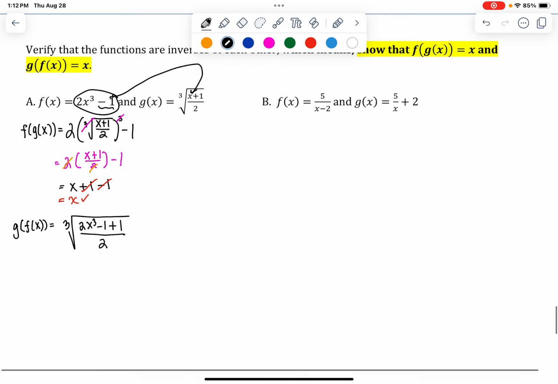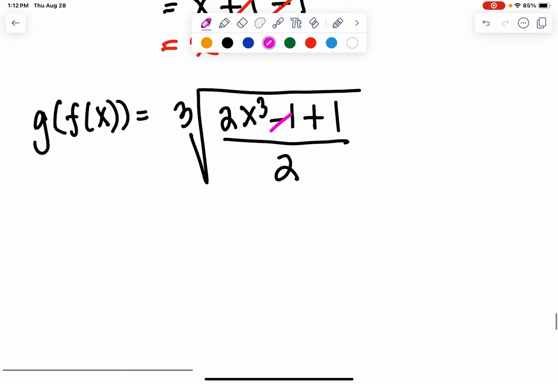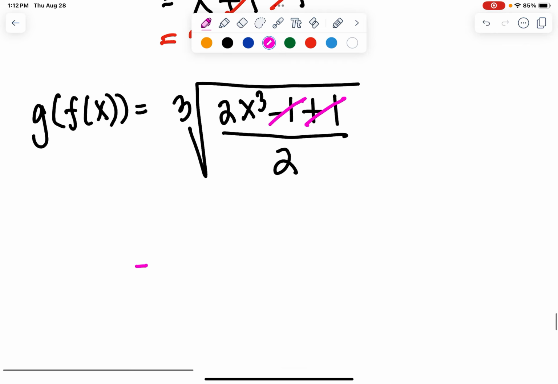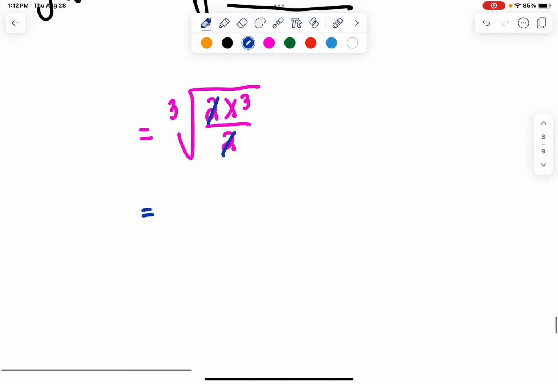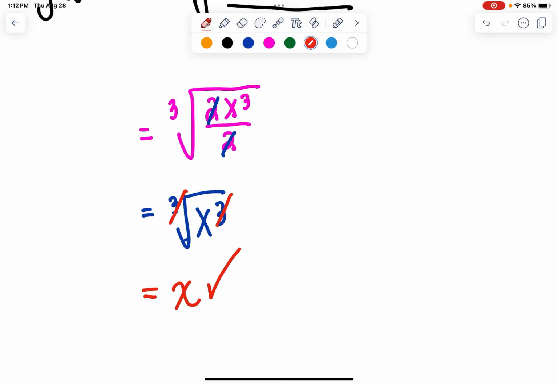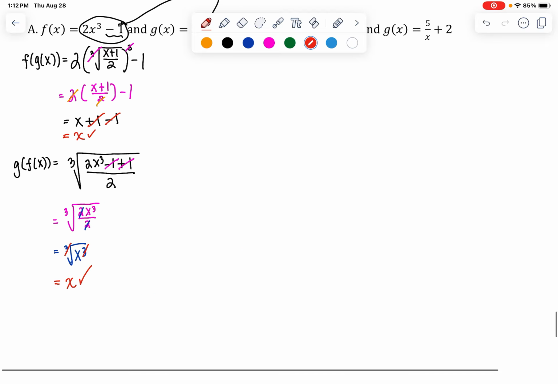We got to clean this up, okay? So here, the first thing we can simplify is the negative 1 plus 1. So now we have the cube root of 2x cubed over 2. I can simplify 2 divided by 2, right? That's 1. Now I have the cube root of x cubed, which the cube root and cube cancel out, and you're just left with x. So there, you just verify that they are inverses of each other by showing that f of g of x simplifies to x and g of f of x simplifies to x. So yes, it needs to be done in the same amount of steps that I did.